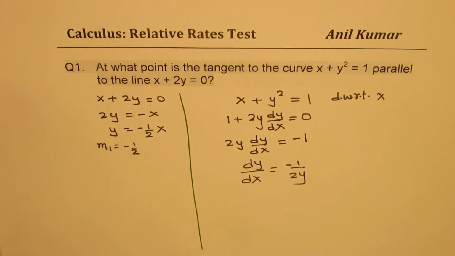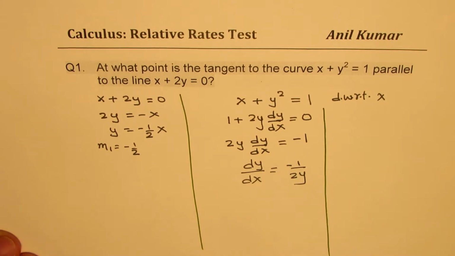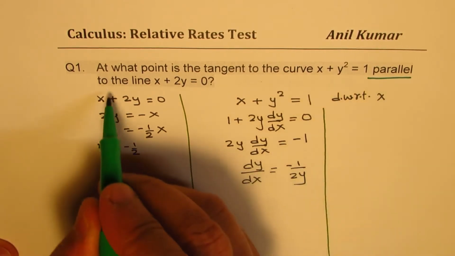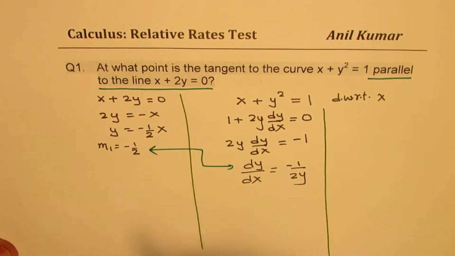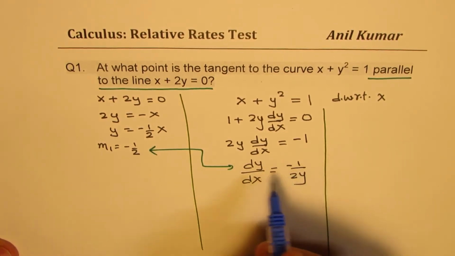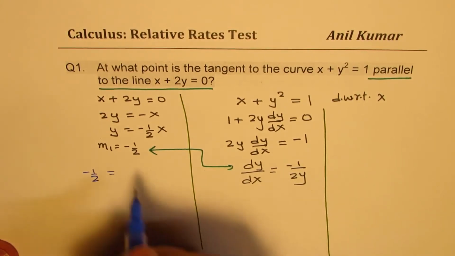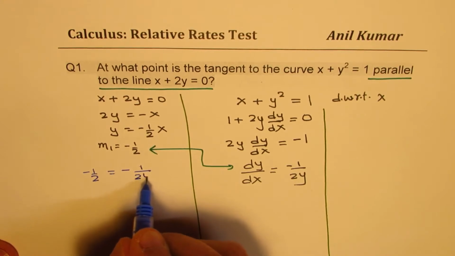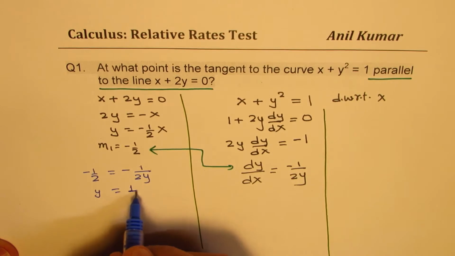Now we need this slope to be same as minus half, correct? So we can equate these two. This has to be same since we are talking about parallel to the line, correct? So we could write this as minus half is equal to minus 1 over 2y, correct? That means y is equal to 1.